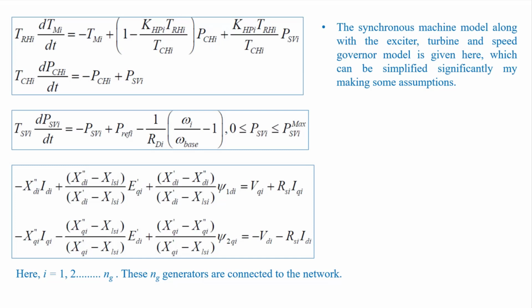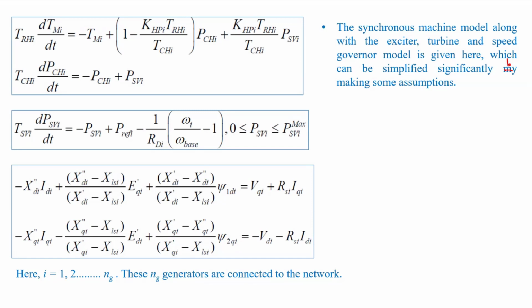So now the synchronous machine model, along with the exciter, turbine, and speed governor model, is given here, which can be simplified significantly by making some assumptions, right? Actually, whatever we have seen in the modeling till now is the exact model of the system.